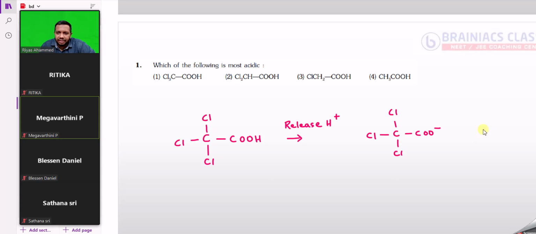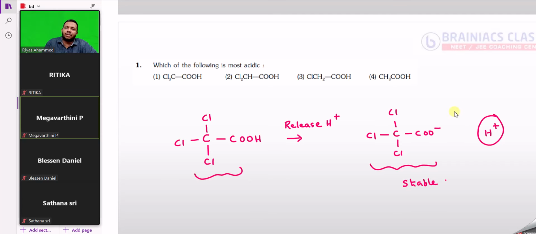Now the question here is, if this species, the remaining species after releasing the H plus, is stable, then I can say this is a good acid. Why? Because if this is stable, it will not attract back the H plus. So that means it can release the H plus very fast. That is how we will check it. So how do you check whether this is stable or not? You can analyze this.